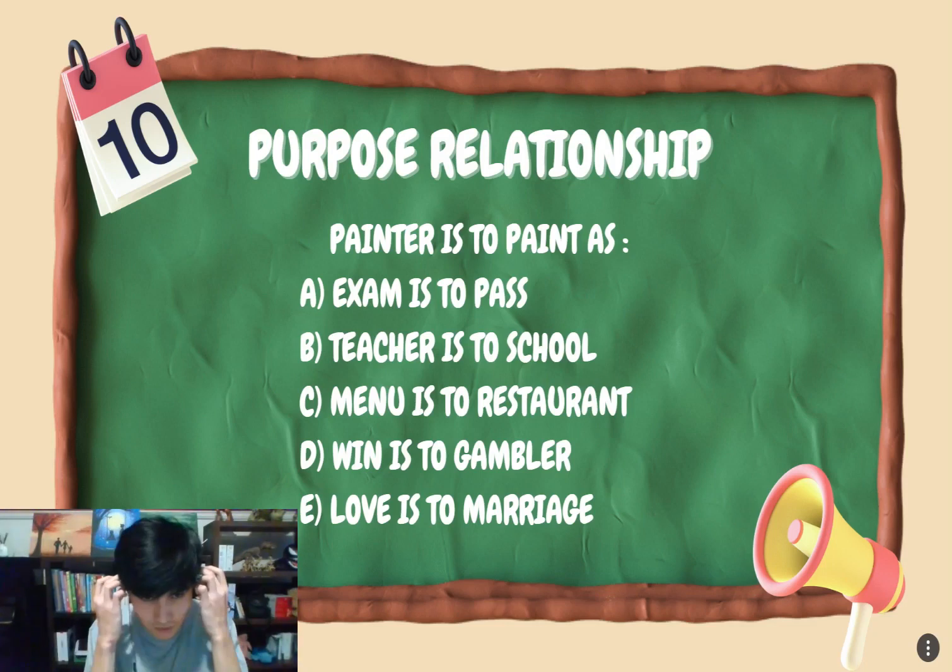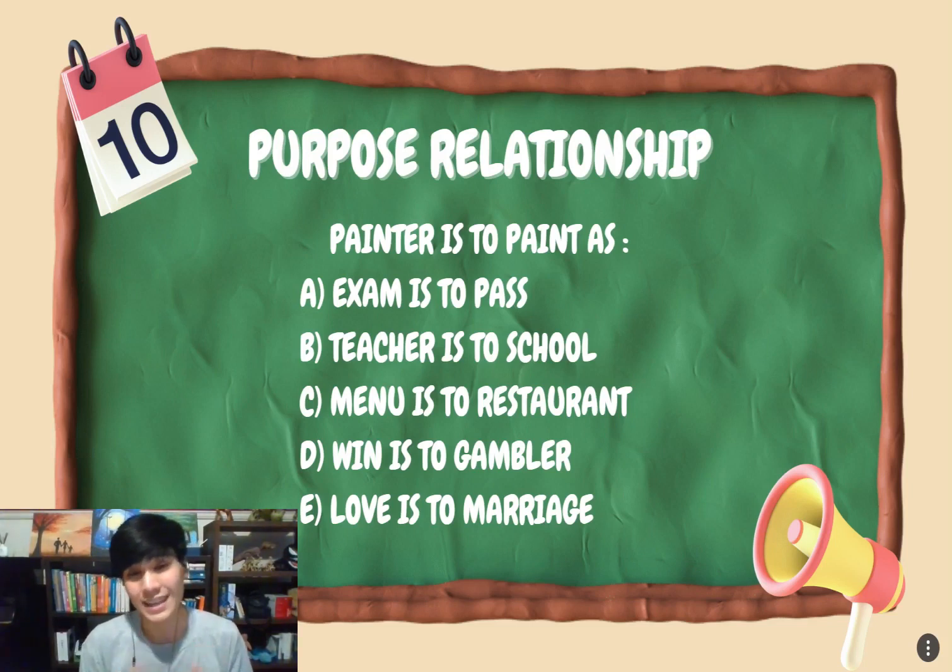Now, let's look at some of the choices right here and see which one has the same relationship. If you look at A, it doesn't show any purpose relationship at all because an exam cannot be a performer, and pass is also not the purpose of an exam. Both exam and pass are actually the agent of the performer. Let's look at B. Teacher is to school. Even though they are associated with each other, the purpose of a teacher is not to school, it's to teach. Let's look at C. Same thing. They are associated with each other, but it doesn't show any purpose relationship.